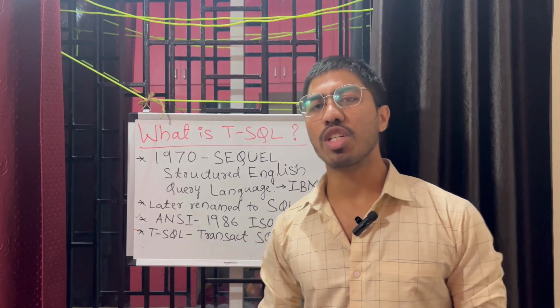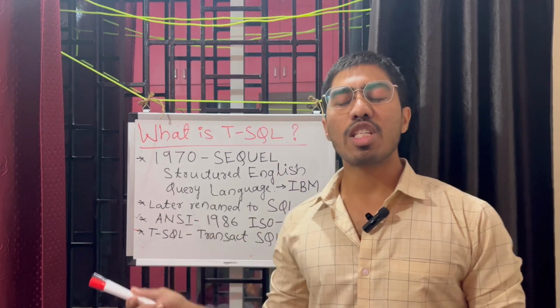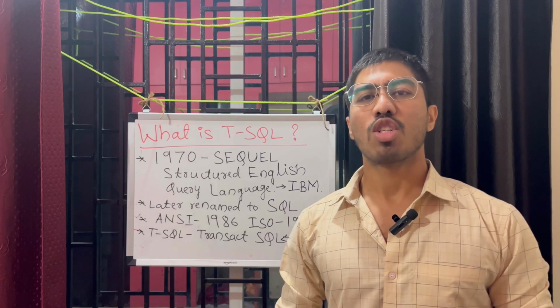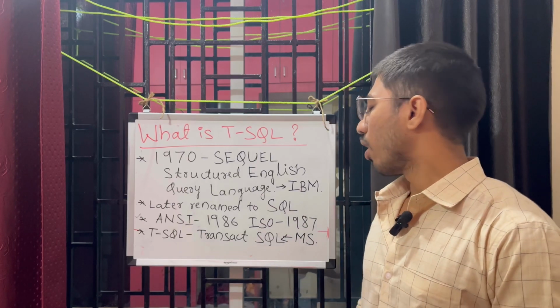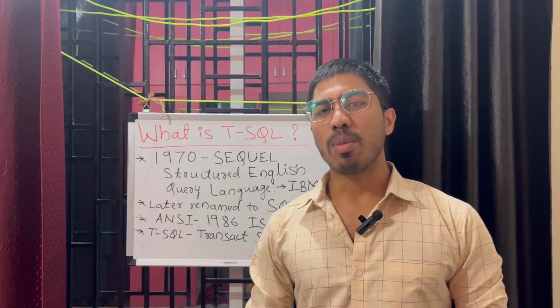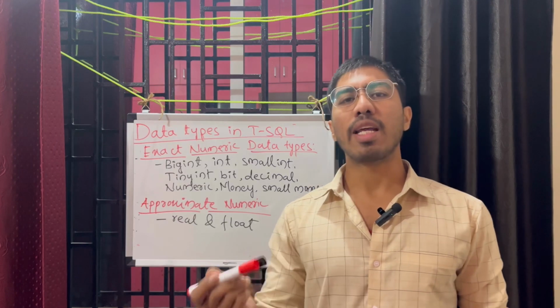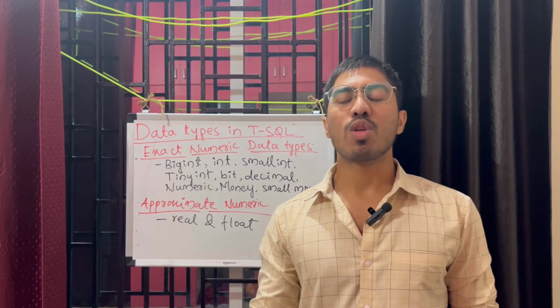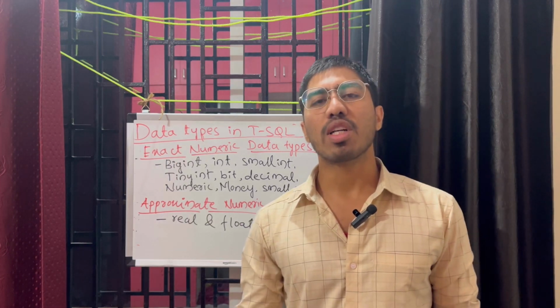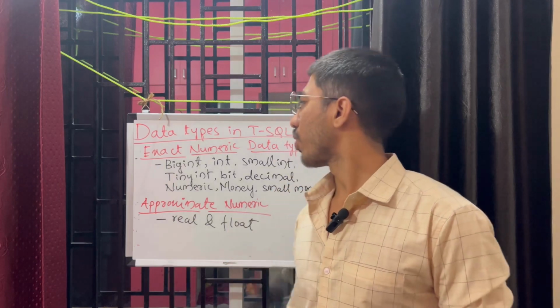Now let's see what is T-SQL. In T-SQL, T stands for Transact, so it is Transact Structured Query Language. T-SQL is a Microsoft product, a Microsoft proprietary product. Like all programming languages, T-SQL also has many data types. Let's see what are the different kinds of data types in T-SQL.